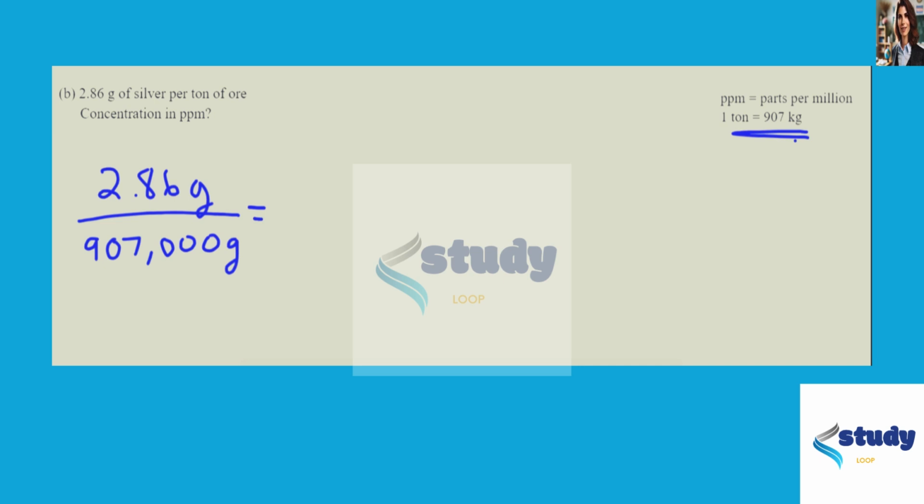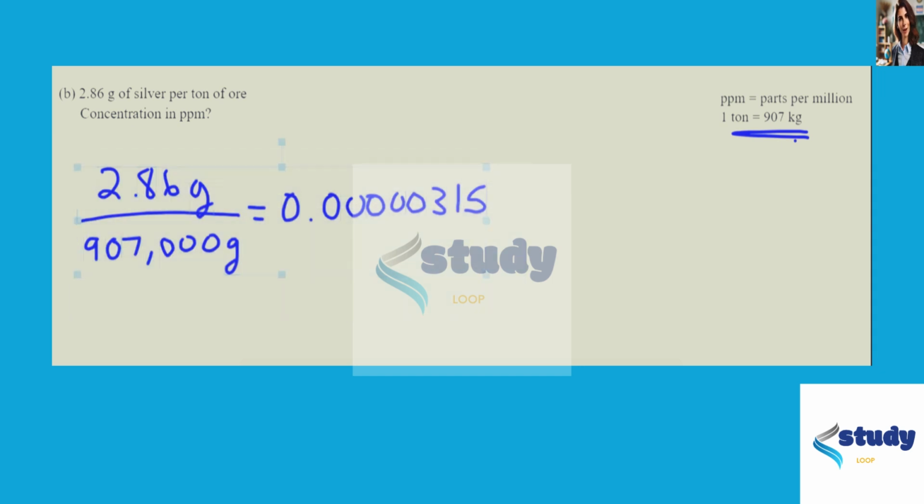That's 907,000 grams. This is just going to get me the fraction that is equal to silver. That value is 0.00000, clearly a very small fraction, 315.